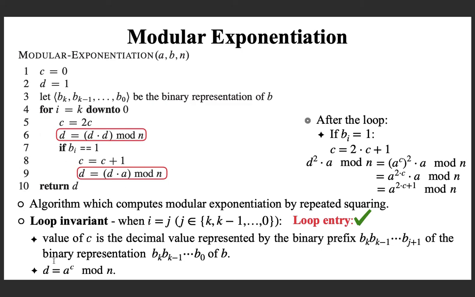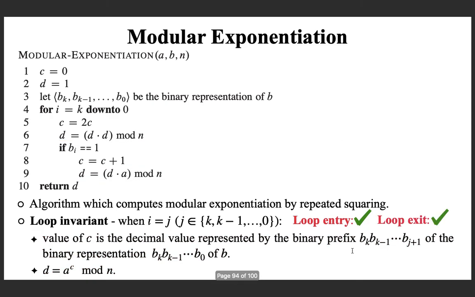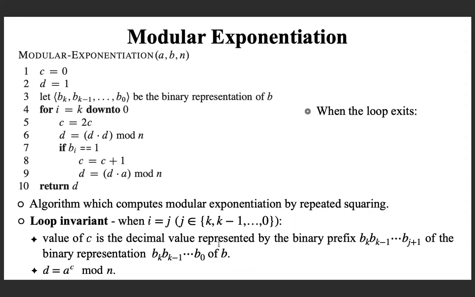The new value of d is a to the power 2c plus 1, that is the new value of c. So we are proving that the new value of d is a to the power the new value of c modulo n, so it is also true at the exit from the loop. So we have proved both the cases, and hence this is the loop invariant. Now we can try to utilize this to prove that the algorithm is computing exactly the modular exponentiation.